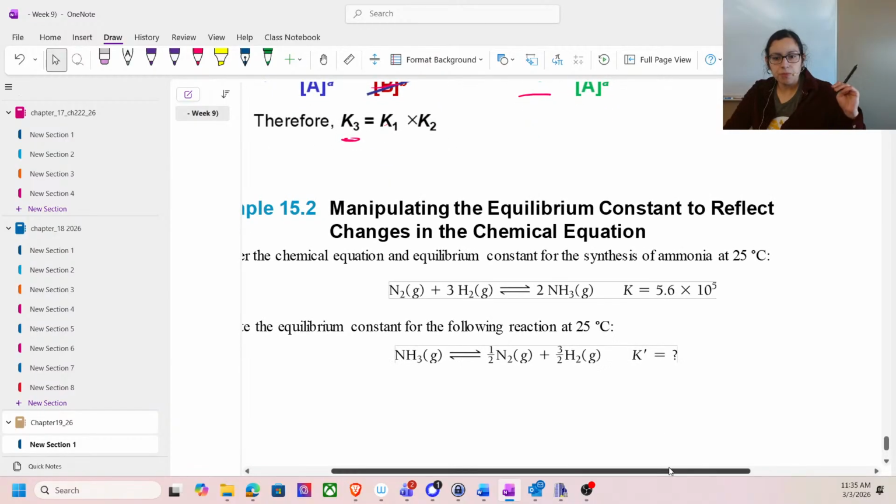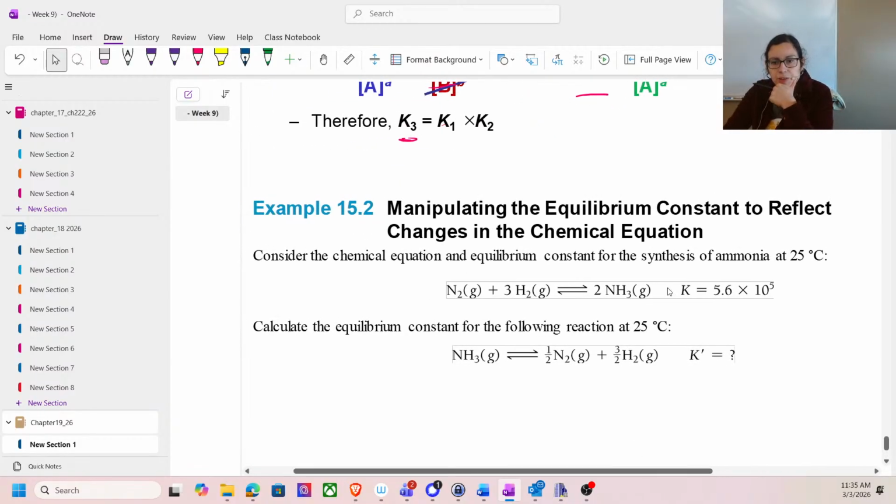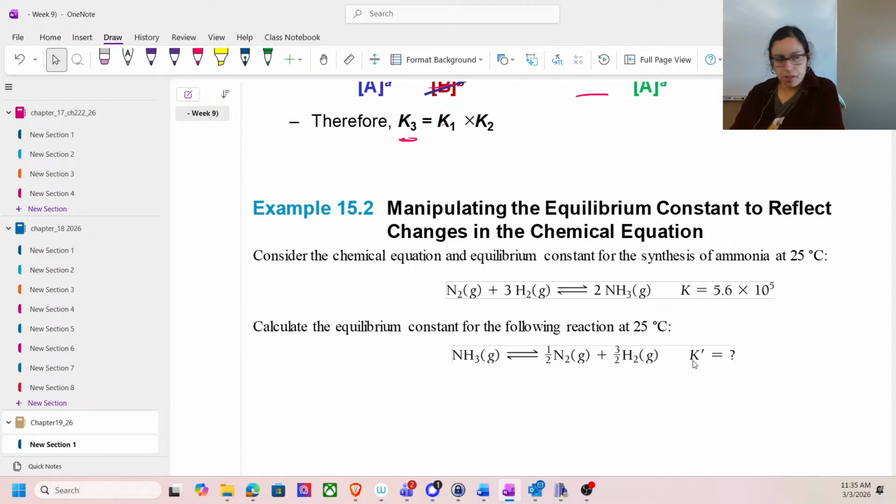We're given, and this is again our favorite reaction, the Haber-Bosch process. It's saying that at 25 degrees Celsius, we have this K value. But what if we do the reverse reaction and then halve our concentrations? What is the effect then on our K equilibrium? So take a few minutes. I can always scroll back up if you need inspiration from our rules.